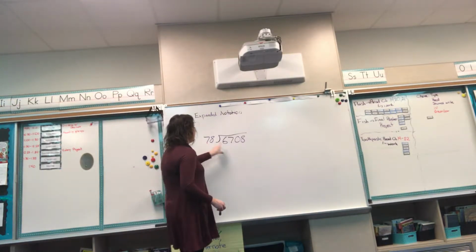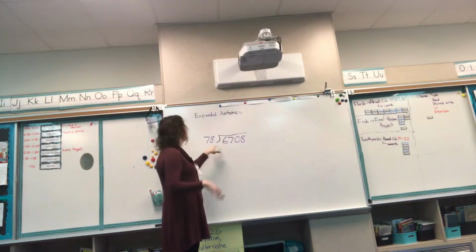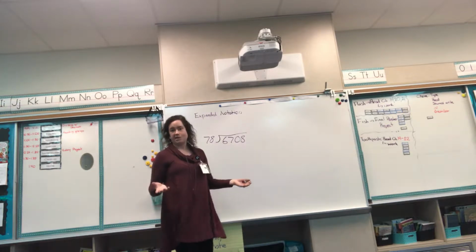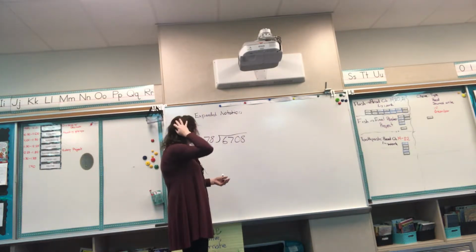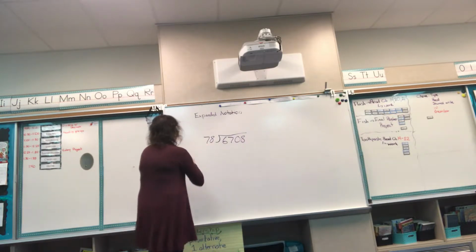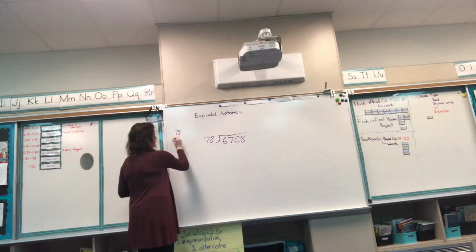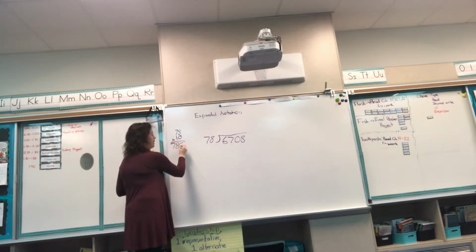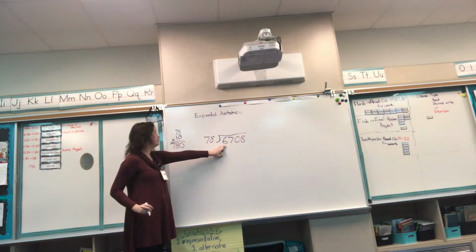I'm going to look, does 78 go into 6? No, it doesn't. Does 78 go into 67? No, it doesn't. Does 78 go into 670? Yes, it does. That number is big enough. So I always start with 10 because 78 times 10, I know that's going to be 780. That's too much, just a little bit too much.